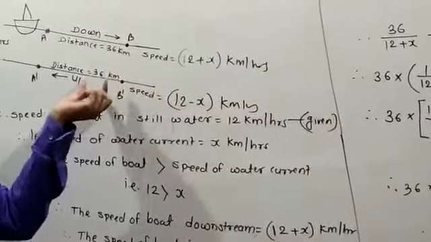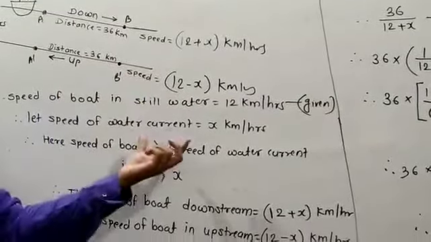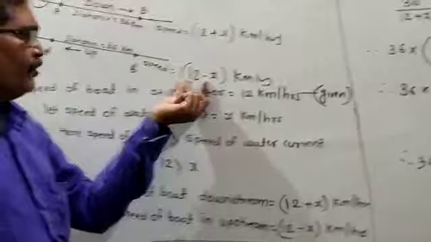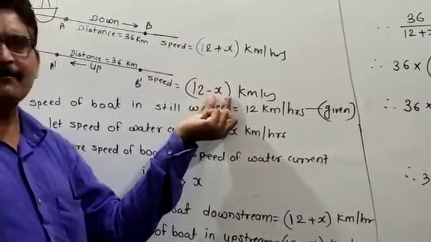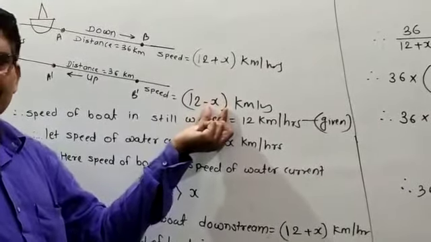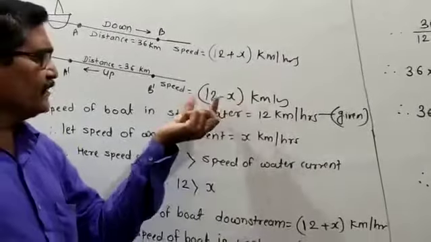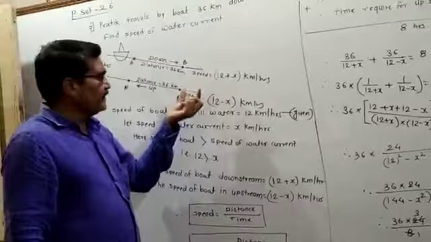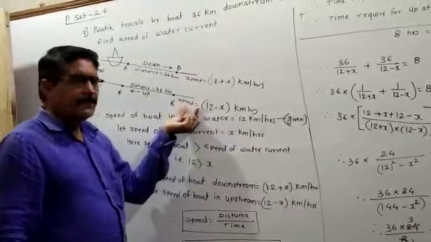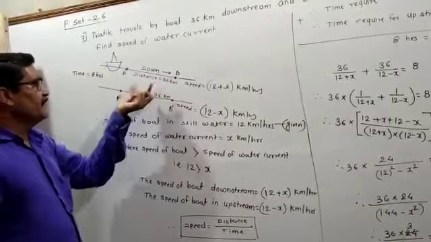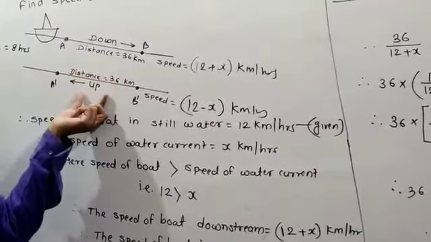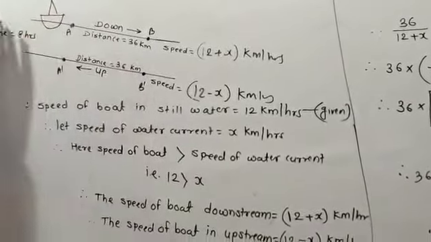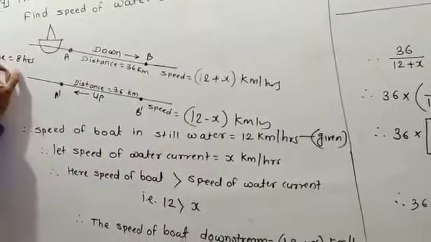For the upstream, the boat has to overcome the speed of the water current. So from the speed of the boat in still water, you have to subtract the speed of the water current. So this will come to 12 minus x. This is the downstream speed, this one is the upstream speed. This one is the distance traveled in the downstream, and the time required for both upstream as well as downstream is 8 hours.